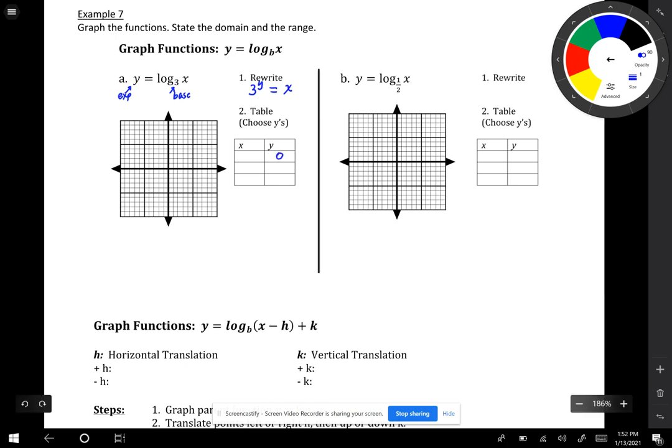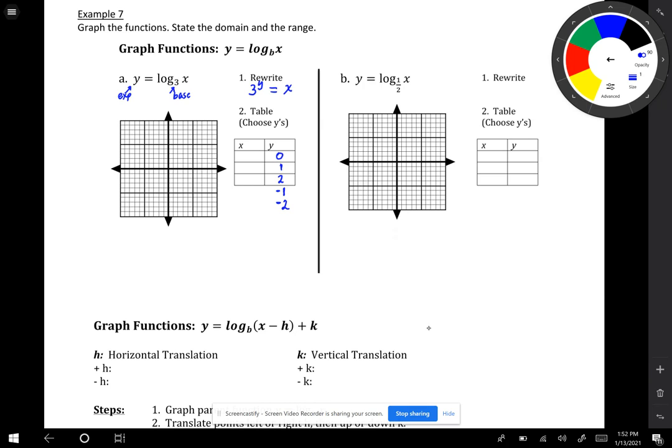I'm going to pick 0 because I know 3 to the 0 power is 1. I'm going to pick 1, 2, and let's pick negative 1. Even though I don't have a spot for it, we want to pick negative numbers as well. Now I'll put negative 2 here, whether I use it or not. Okay, now replace your y values into your equation.